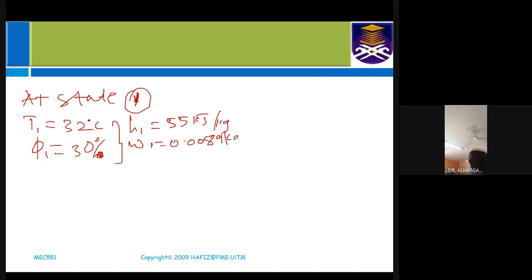This gives us kilogram of moisture per kilogram of dry air. And note that omega 1 is the same as omega 2. All right? So then the specific volume also. The specific volume at state 1, V1, gives me 0.877 meter cubed per kilogram of dry air.